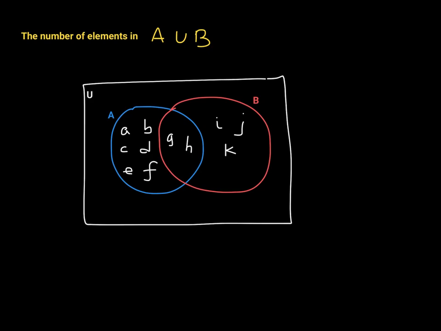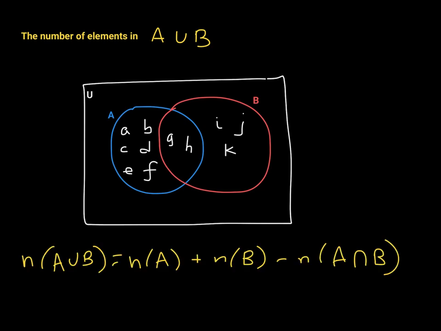Now, this is the thing. If we count all of the elements that are in set A, and we add up all the elements that are in set B, what we're going to end up doing is counting these two elements twice. So what we could do is count all of the elements that are in set A plus all of the elements that are in set B, and then subtract the elements that are in the intersection.